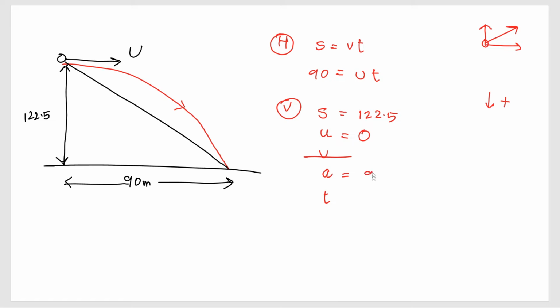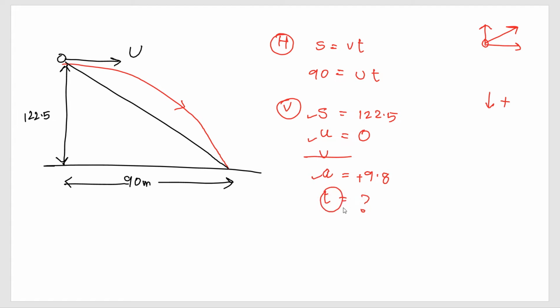We know that the acceleration downwards is 9.8 meter per second square. And since it acts downwards and we have taken the downward direction as positive, this is a positive value. Now, we don't know the time also, so the time remains unknown. So from this setup, we can see that we know S, we know U, we know A, and T is something that we need to find out.